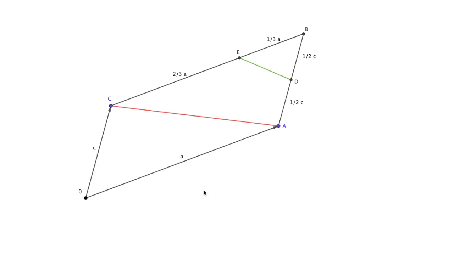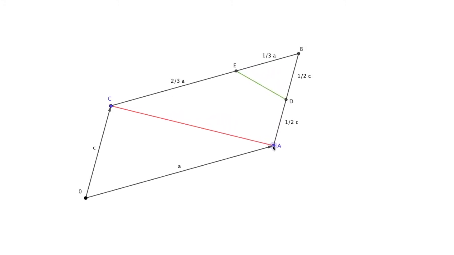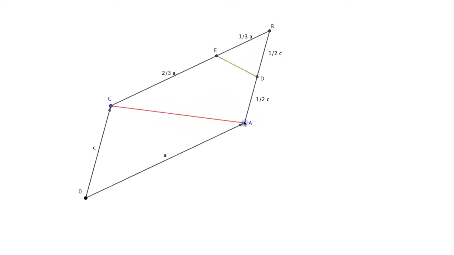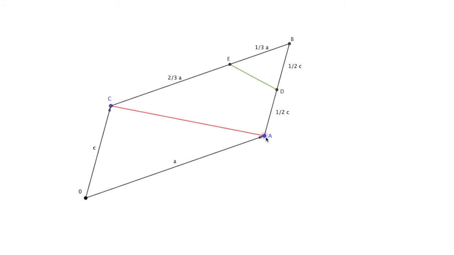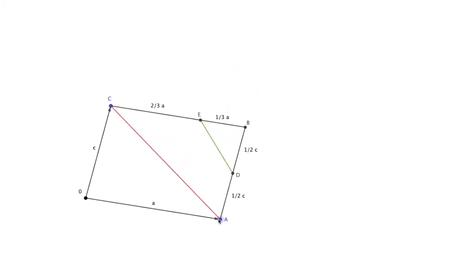But what about if we change A or C? Well, the thing about vectors is that you get generalized results, and that makes it in some respects a more flexible tool than coordinate geometry. So if we do move this point A, which is used to define the vector little a, then we can see that, sure enough, the green line and the red line are not parallel.